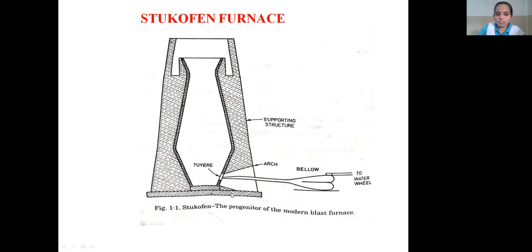The product was liquid molten pig iron. This is the progenitor of the blast furnace, today's blast furnace. On this basis only, today's blast furnace was introduced.